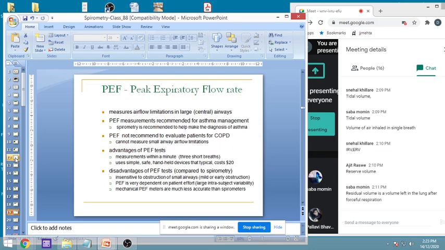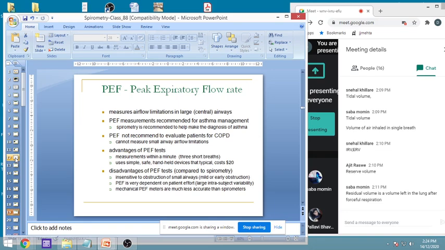Then next is PEF, that is peak expiratory flow rate. It measures airflow limitations in the large airways. So particularly these are again important diagnostic tools for diseases like bronchial asthma and emphysema. PEF measurement is recommended for asthma management. As I told you, spirometry is recommended to help make the diagnosis of asthma. PEF is not recommended to evaluate patients for COPD. It cannot measure the small airway airflow limitations.